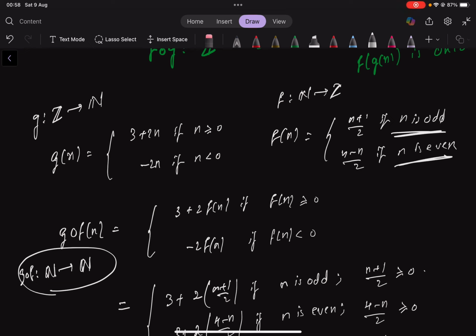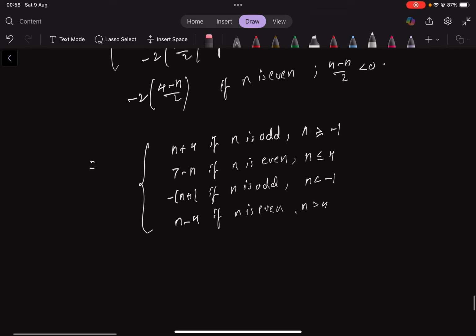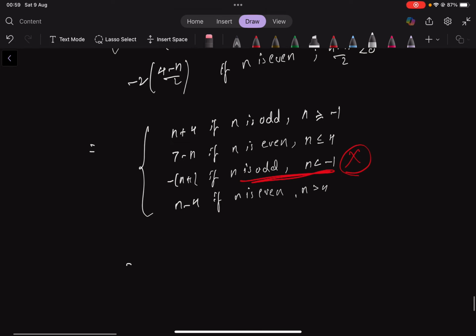So that means essentially n is odd and n is even, they're only considering the positive odd numbers and positive even numbers. So basically n is odd and n is less than minus 1 doesn't make any sense. So our function is just n plus 4 if n is odd, obviously n is greater than or equal to minus 1. That means we're only considering the positive natural numbers. Obviously the natural numbers are positive. And 7 minus n if n is less than or equal to 4 and n is even.